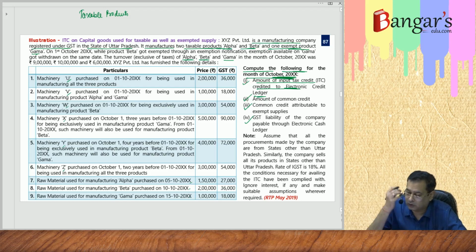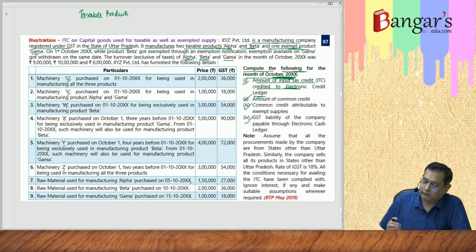Assume that all the procurements made by the company are from states other than Uttar Pradesh. Similarly, the company sells all the products in states other than Uttar Pradesh. IGST is there and all the conditions of ITC are complied with. Ignore interest and make suitable assumptions.